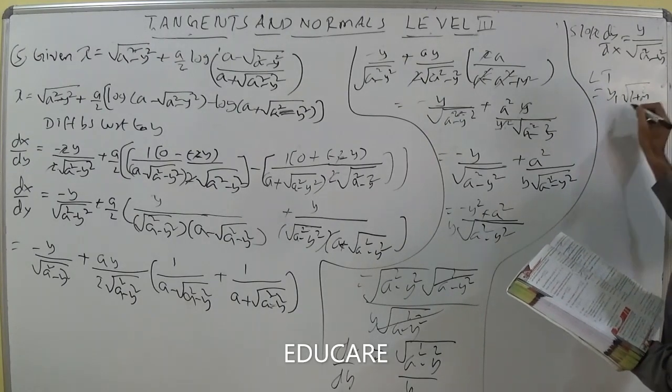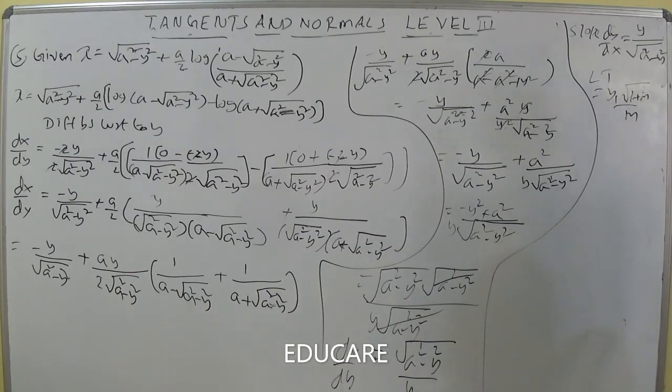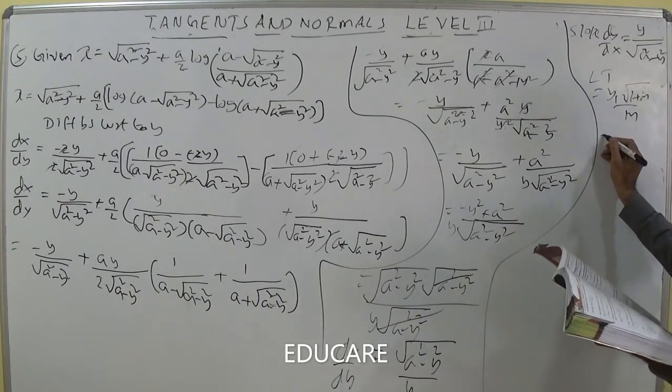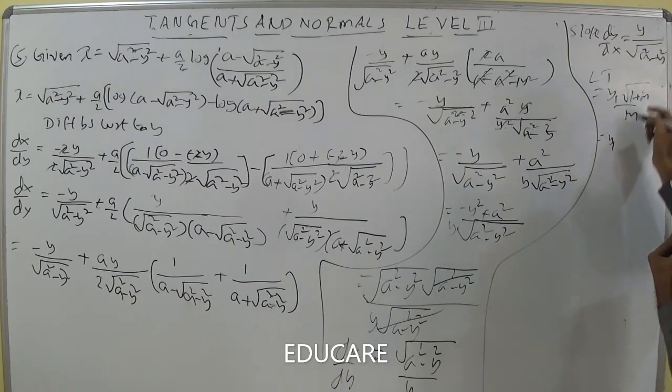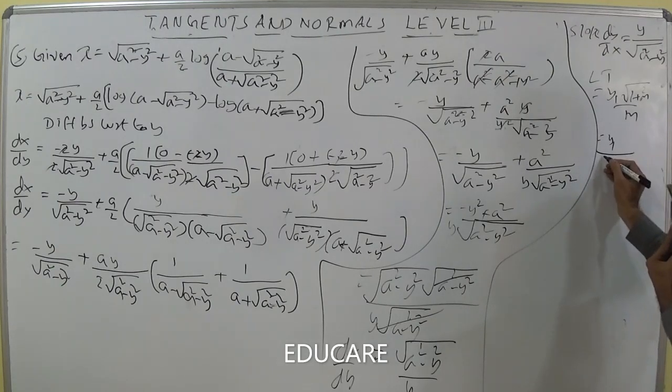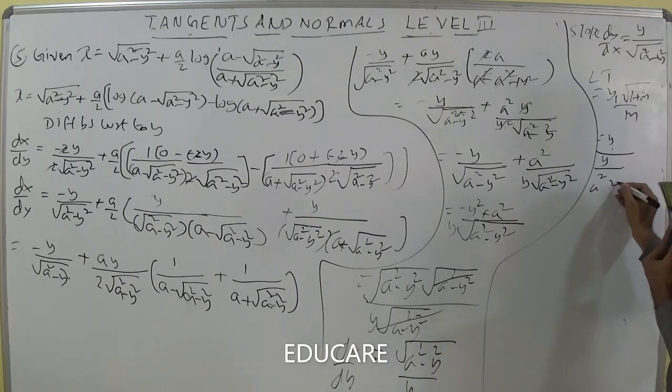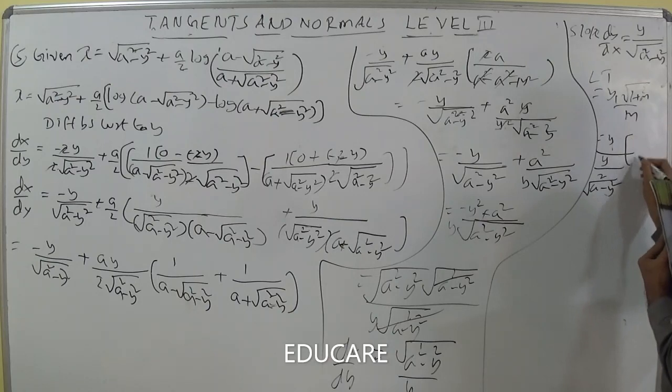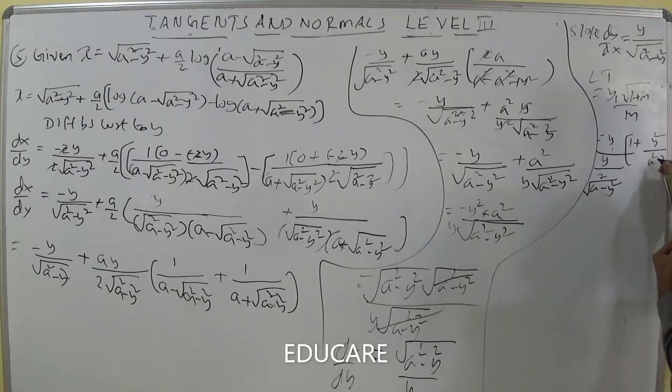What is the formula of LT? y1 root of 1 plus m square by m. M is given as this much. So y1 we can simply write as y, and m is dy by dx, so y1 by m is y1 by dy by dx. y1 means y only, right, no problem. So y by a square minus y square over root, into root of 1 plus y square by a square minus y square. I am writing the root of 1 plus m square.